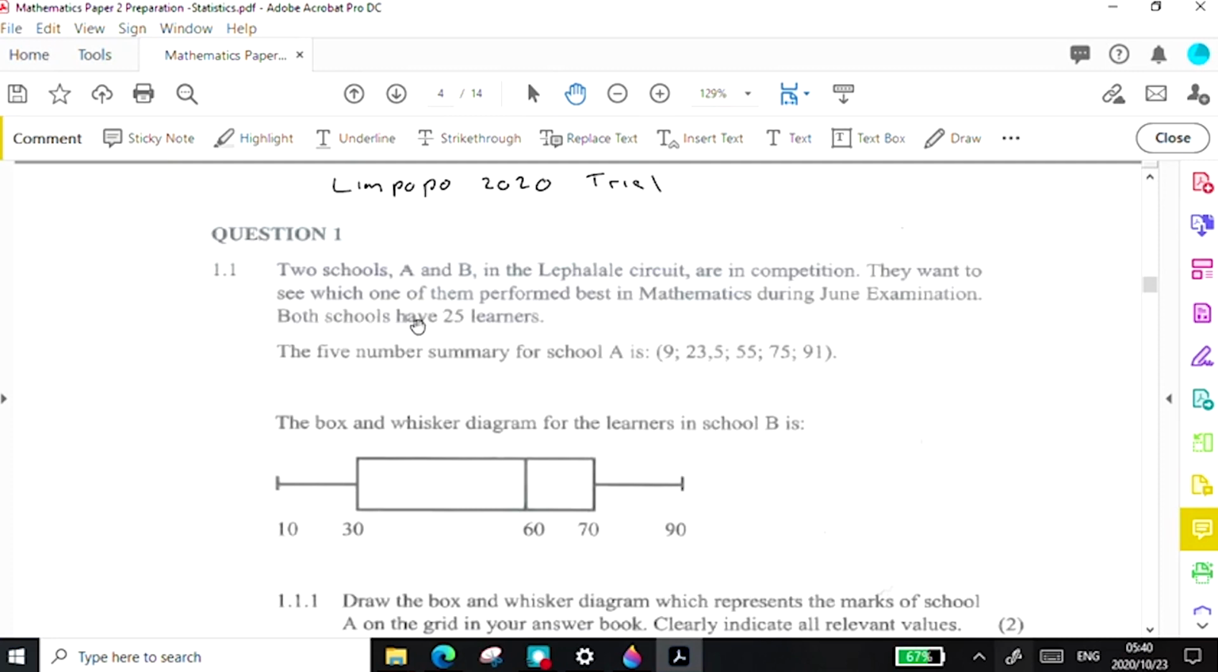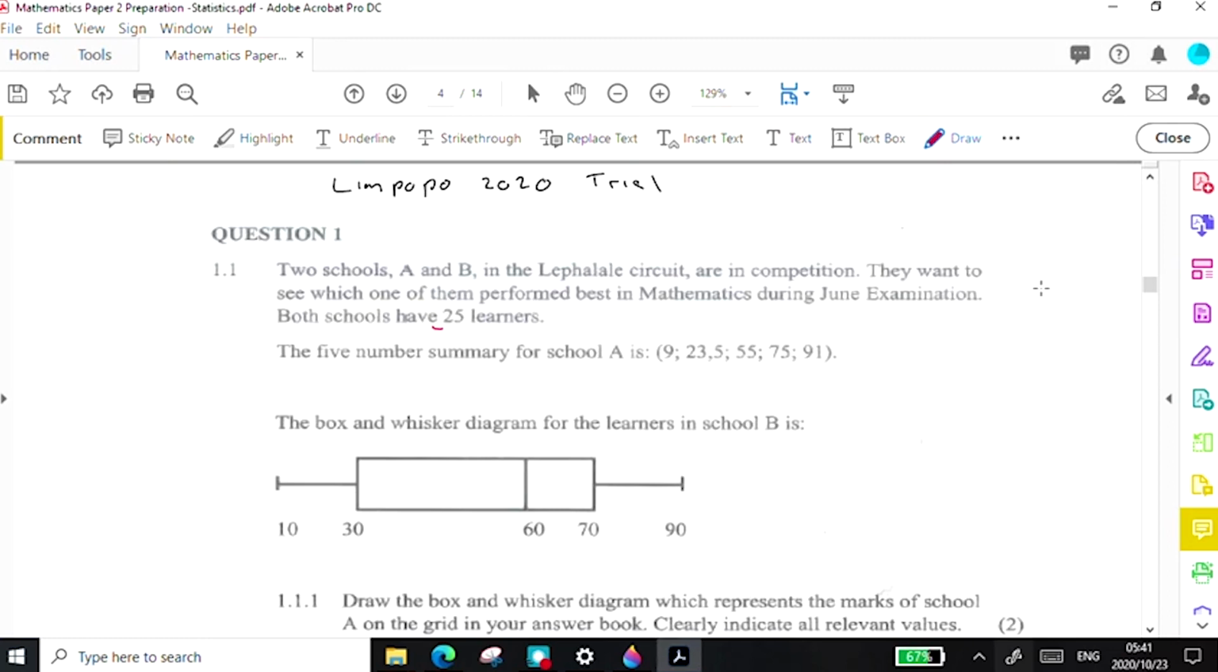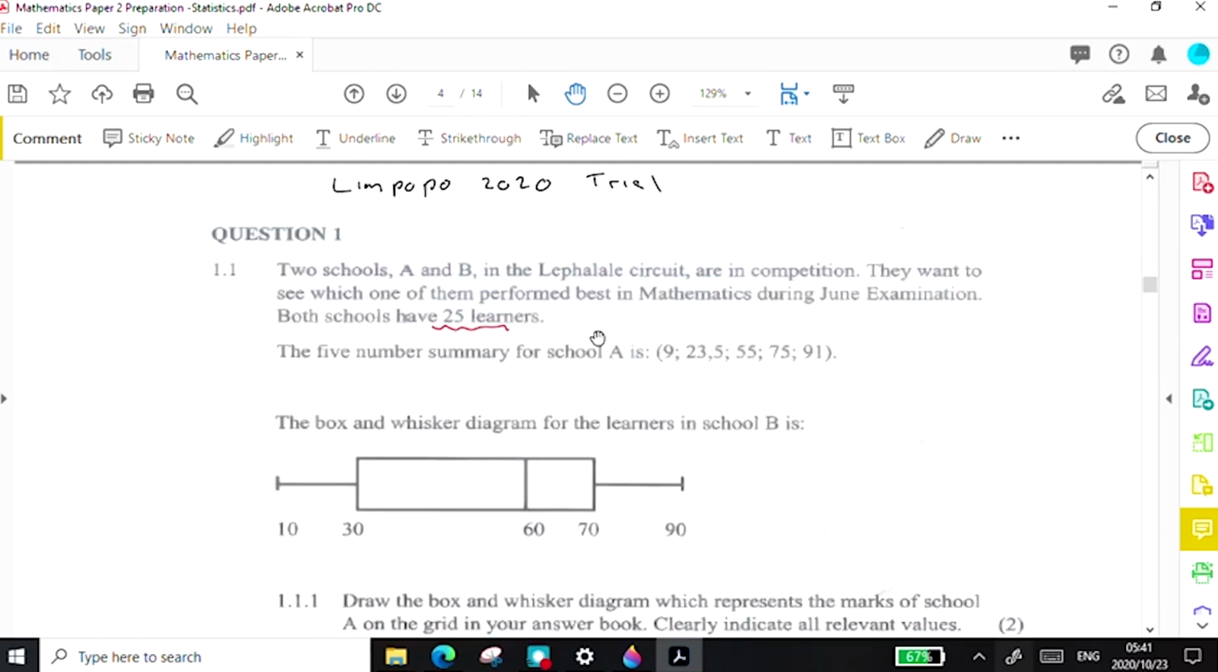Both schools have 25 learners. We want to highlight the 25 because that's the number of the population we are working with, which is 25. The 5-number summary for school A is 9, 23.5, 55, 75, and 91.